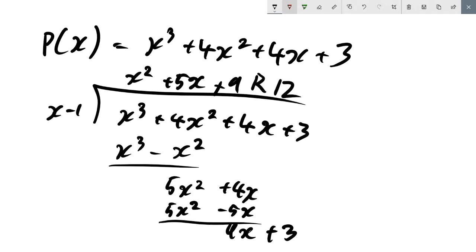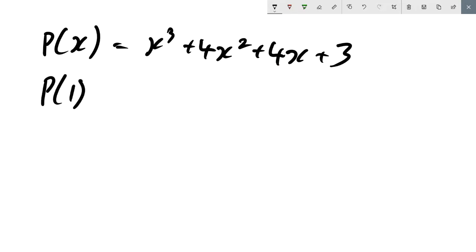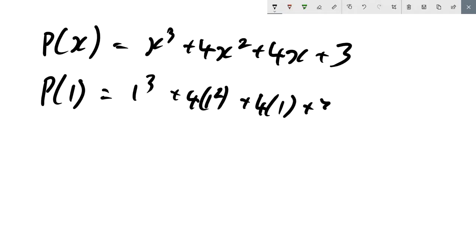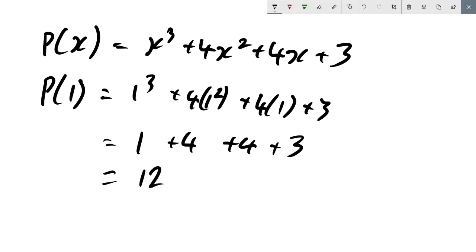Pay attention to the remainder, 12. I'm going to now sub in positive 1. Notice that I'm using the null factor law on this here. So P of positive 1 equals 1 cubed plus 4 times 1 squared plus 4 times 1 plus 3. This will just become 1, that'll become 4, that'll become 4, that'll become 3. I can add those, so now I have 3 4s, which is 12. That's the result that we got before, the remainder.